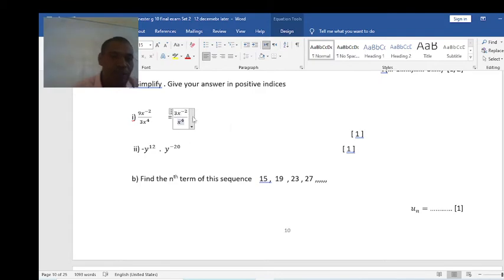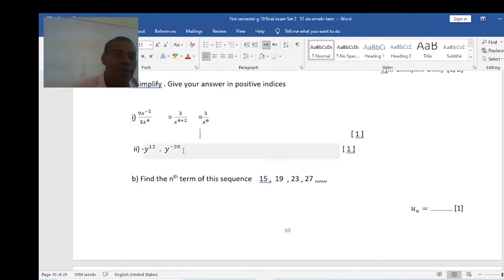I will write it as a fraction. So it will be 2 plus 2. Then I will erase this one. It will be 3 divided by x to the power 6, because I will just add the indices. Clear?